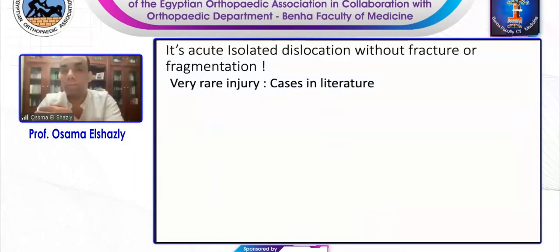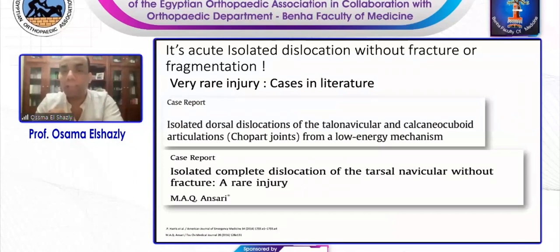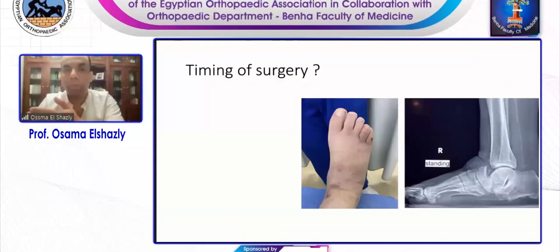When I revised the literature, I found very scanty cases of midfoot Charcot dislocation without damage of the bone and navicular. In literature, one of these papers mentions that there are only 15 cases, and this may be the 16th case of isolated dislocation.